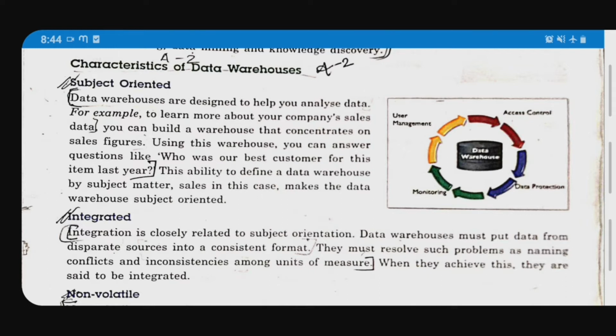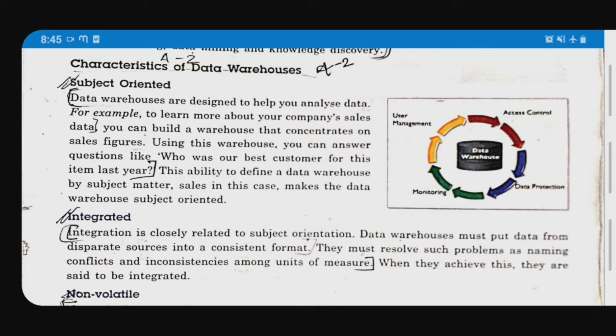Integration is closely related to subject orientation. Data warehouses must put data from disparate sources into a consistent format. They must resolve such problems as naming conflicts and inconsistencies among units of measure. When they achieve this, they are said to be integrated. I hope you understand what data warehouses are and what their various characteristics are.